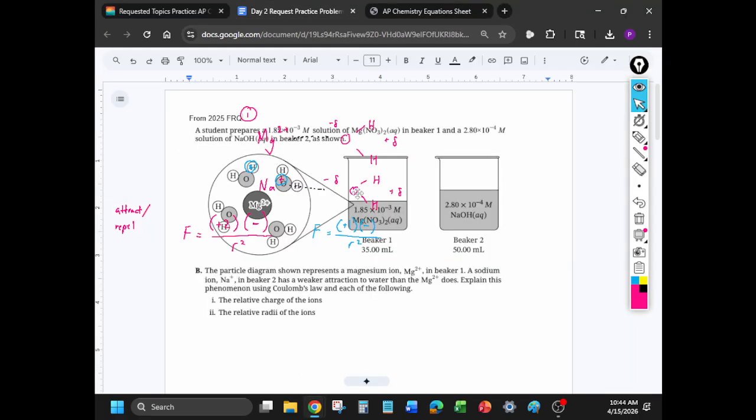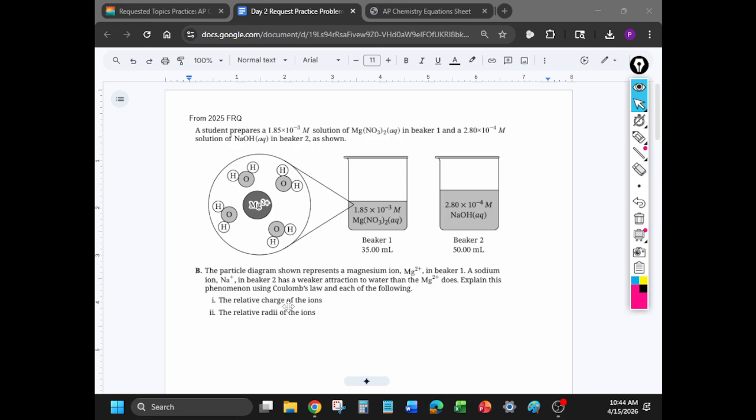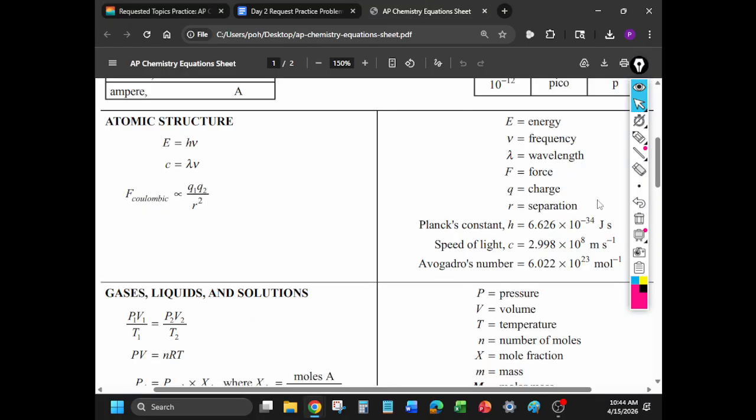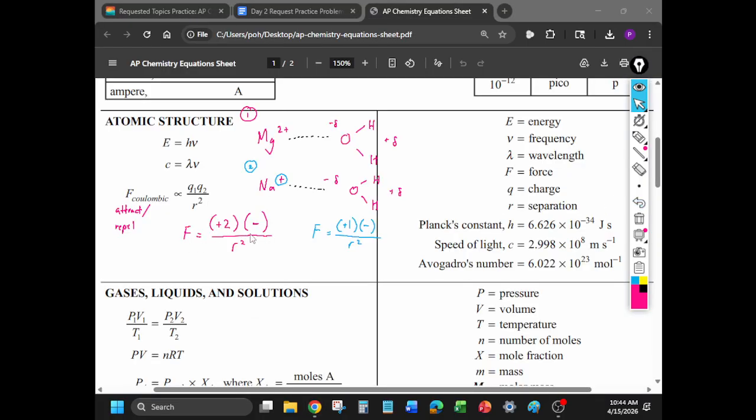Okay, so if we go back, the question is asking about the relative charge of the ions. That would be your justification. Your justification would be that when we use Coulomb's law, Mg, since it has a greater charge, is going to have a greater attraction. And you would just refer to this formula.